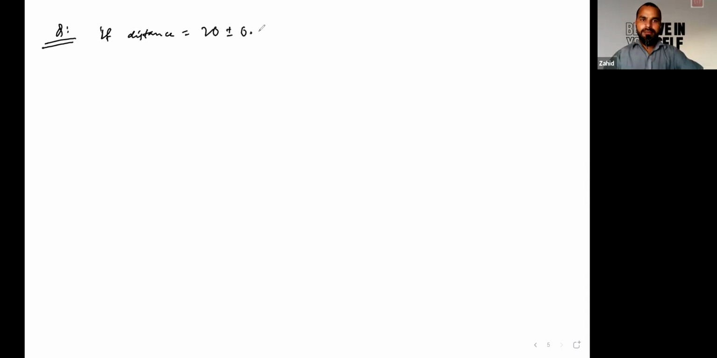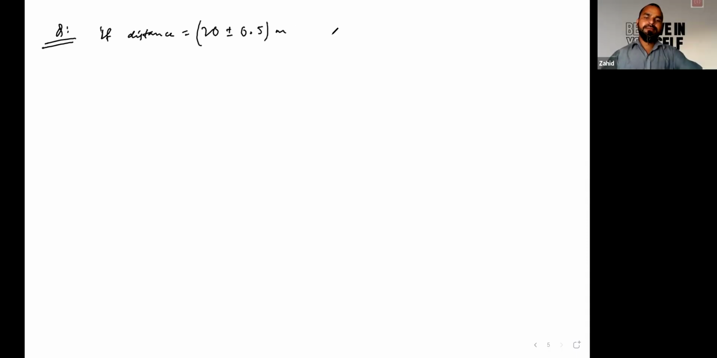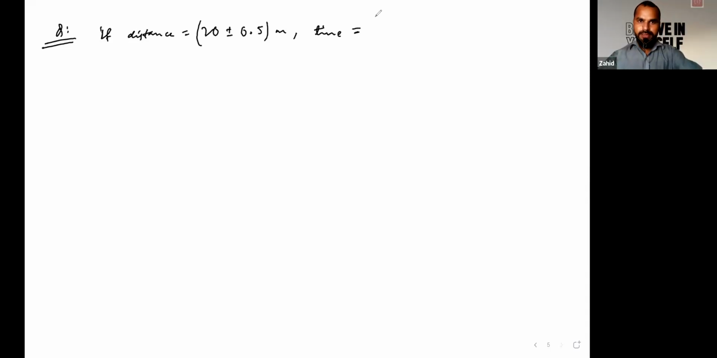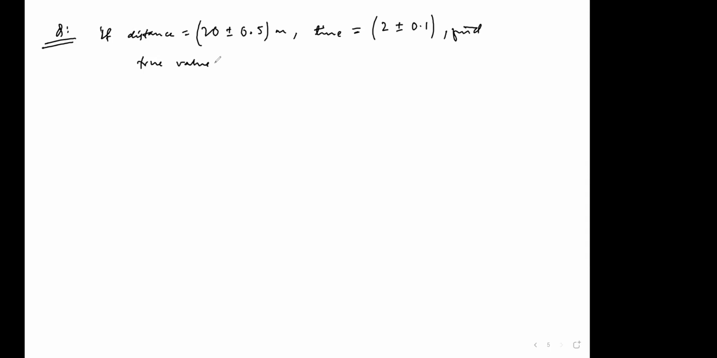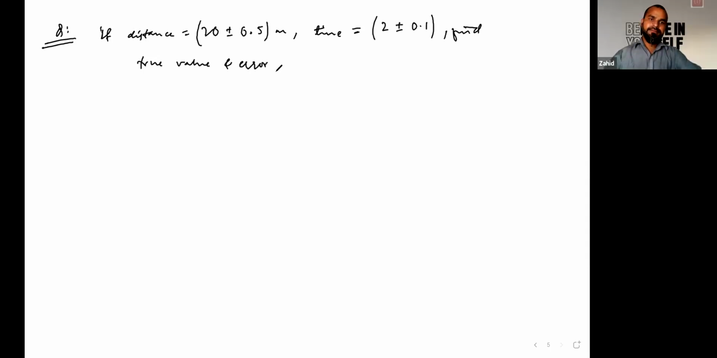Okay. I'm giving you an example. If the distance covered by a body is equal to 20 plus minus 0.5 meter, and the time for the measurement for this particular case is 2 plus minus 0.1, find the true value and error for the measurement of speed.